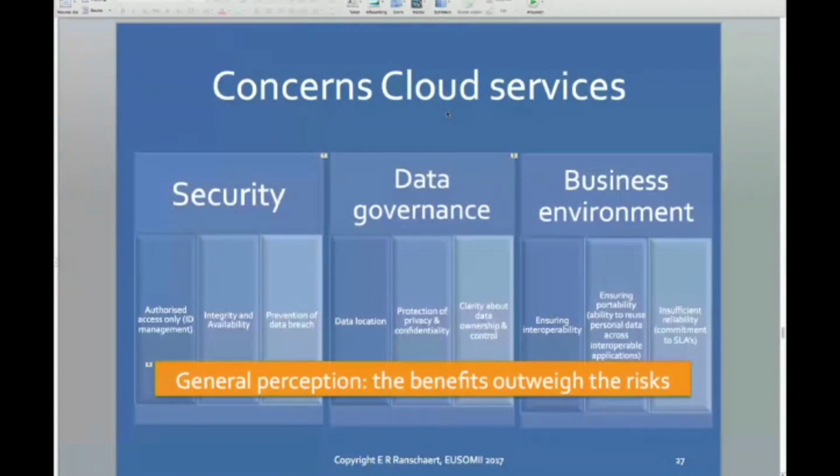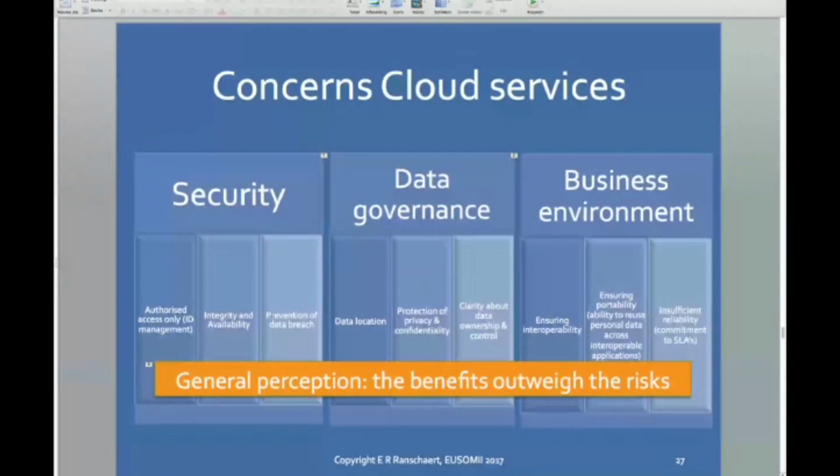There are some concerns regarding the cloud services. First, one is the security. So still some people think, is there enough security regarding the access, or can the integrity of the data be guaranteed?